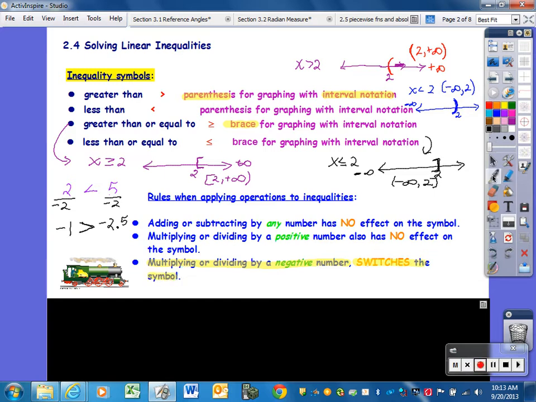That's when the bells and whistles should go off. You should hear the train whistles. Whoop, whoop. Gotta flip it. Every time I multiply or divide by a negative, gotta flip it.